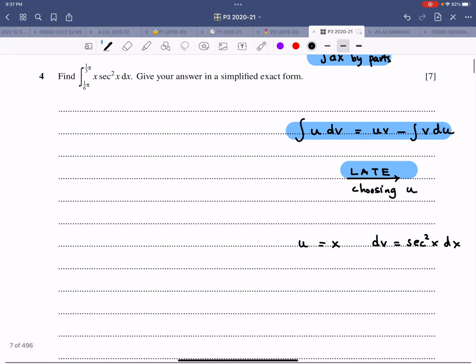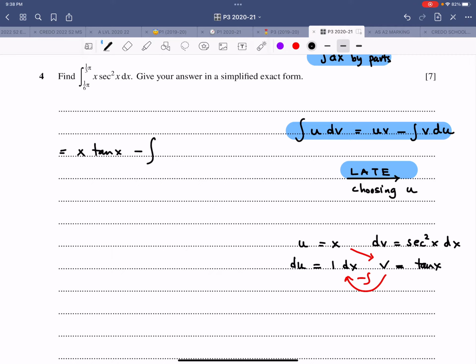Whatever you take as u, you differentiate it. So du is 1 dx. Whatever you take as dv, you integrate it. So the integral of sec square is tangent. Follow the arrows. So therefore the first step is x tangent x minus integral of tangent x dx. That is the first step.